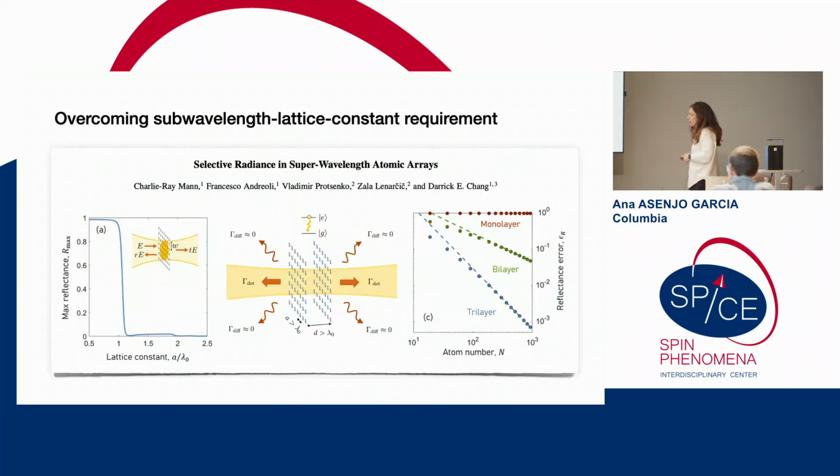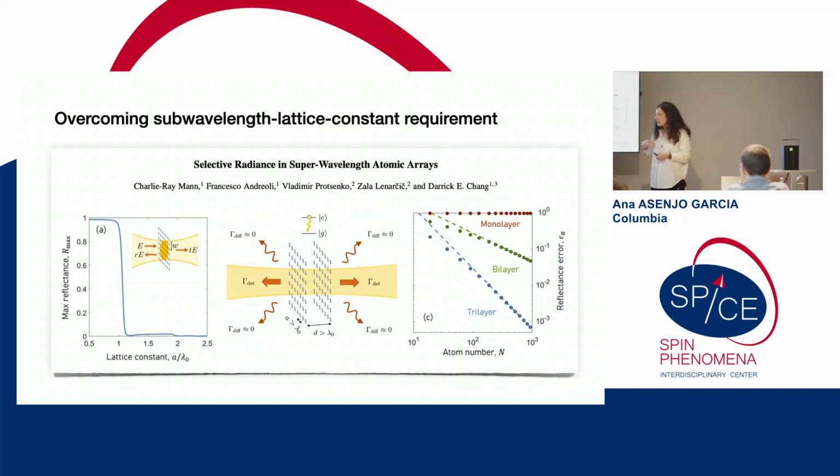Of course, this has a huge drawback, in particular if you do it in free space. I told you that it requires in 1D distances below lambda over 2, and in 2D distances below lambda. So this is a recent paper from Derek's group where you can see this is the maximum reflectance of the mirror, and you see that this reflectance goes to 1 and drops after the lattice constant becomes super wavelength. But then you could pay that price and tolerate larger lattice constants, which is better if you're trapping atoms with optical tweezers. It's hard to bring them close.